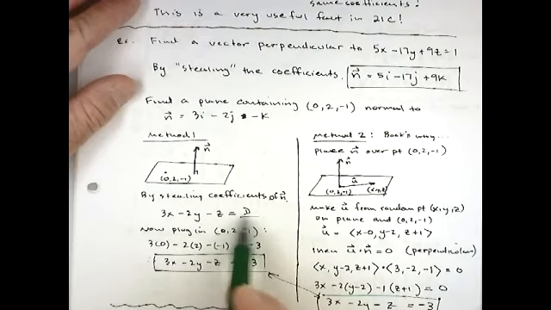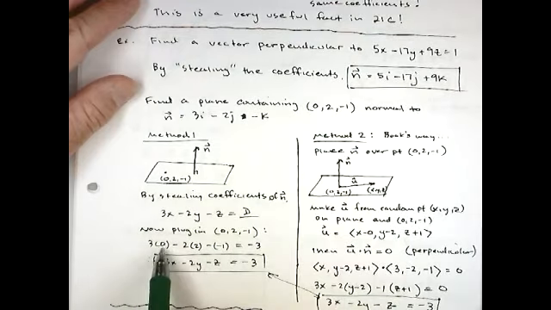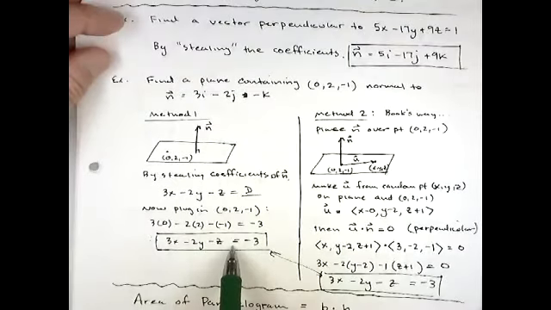Now, how would I find that number? I could just plug in the point that they gave us. I could plug in 0 for x, 2 for y, and negative 1 for z. And if I work that all out, I get negative 3. So that would be my value for d. And there's the equation of the plane.